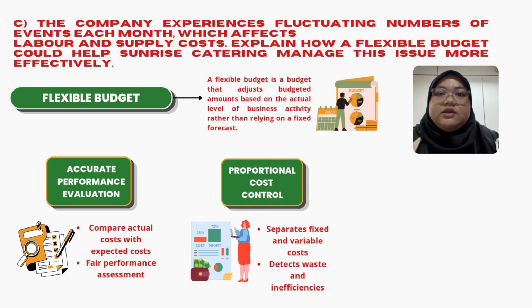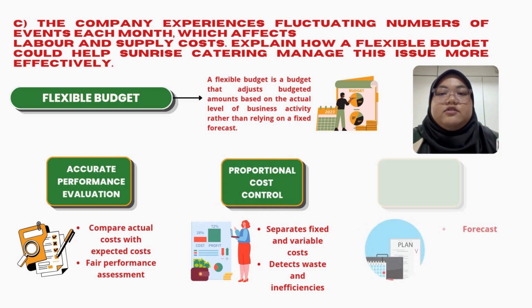A flexible budget also helps control costs more effectively. Since labor and supply costs increase or decrease depending on the number of events, the company can easily identify if it is spending too much or wasting resources. This can help management take action to reduce unnecessary costs.